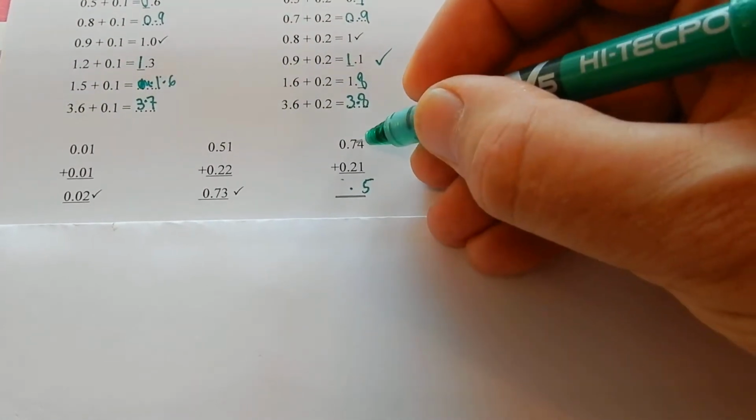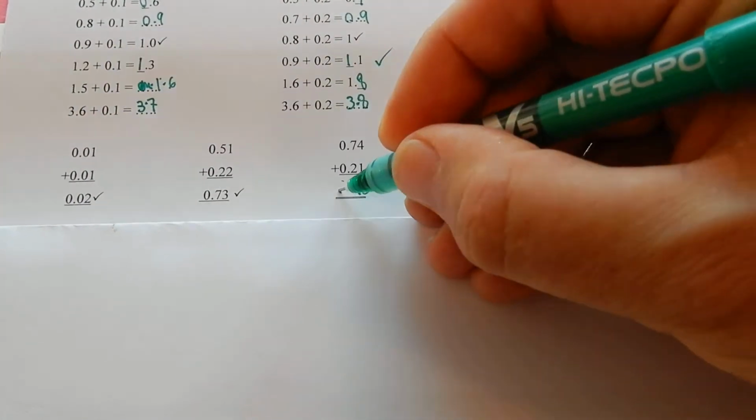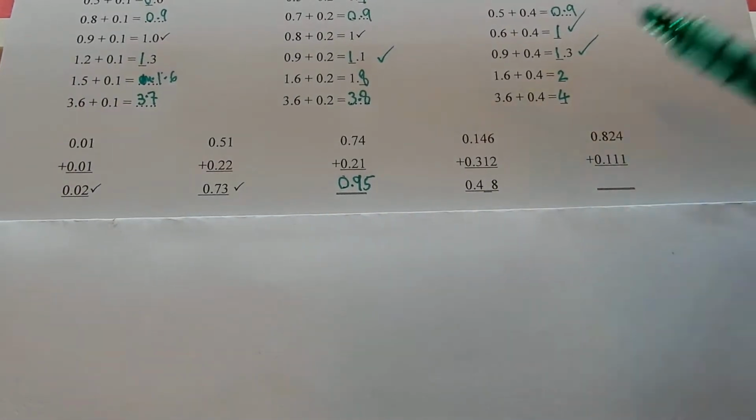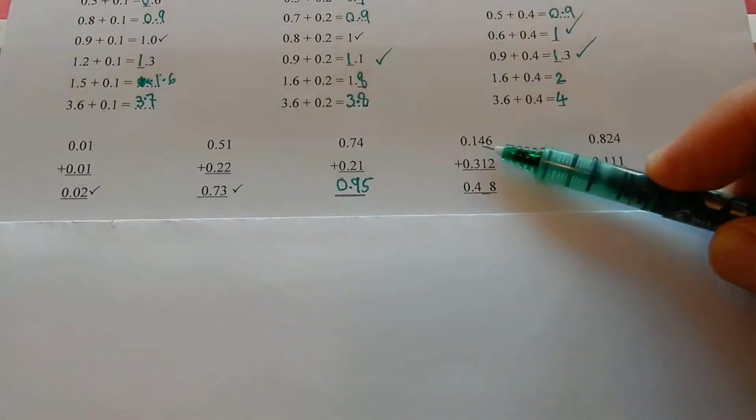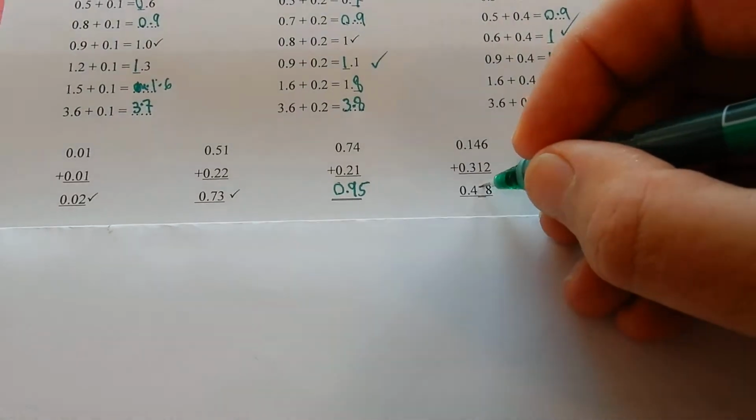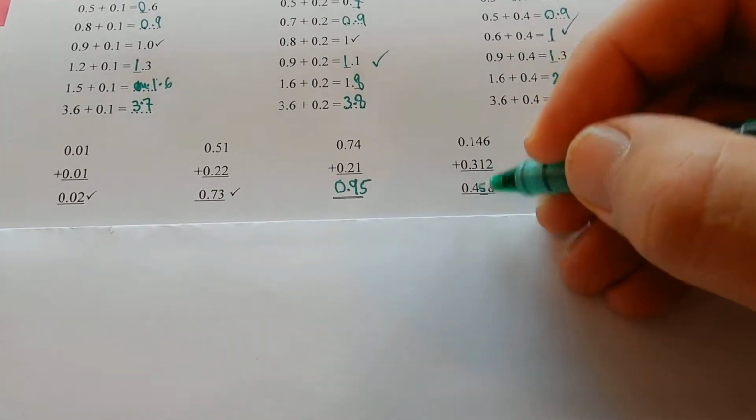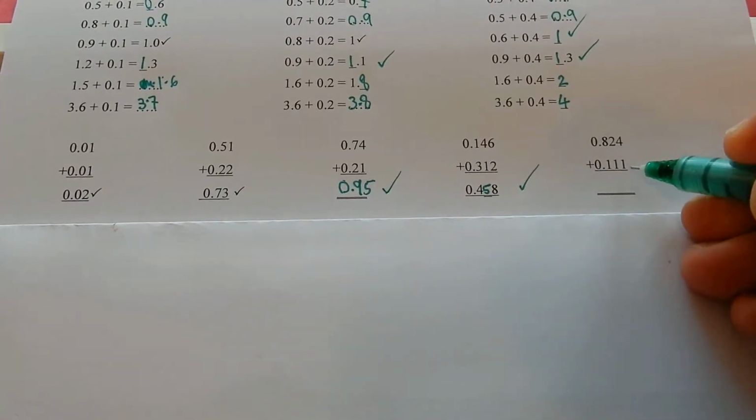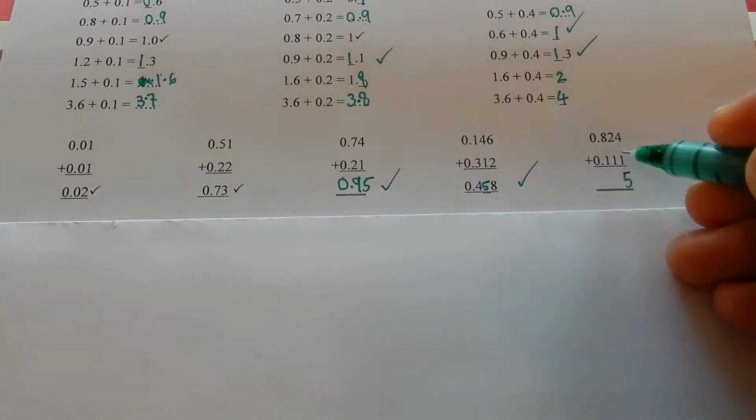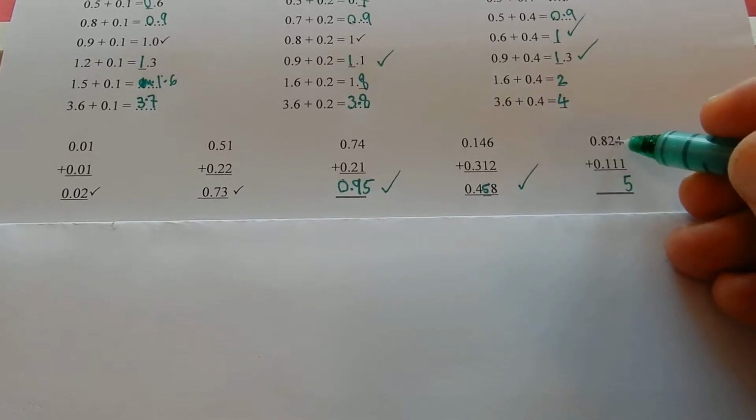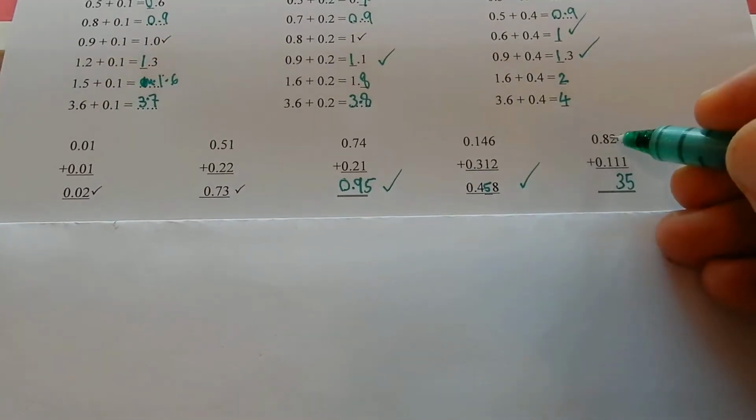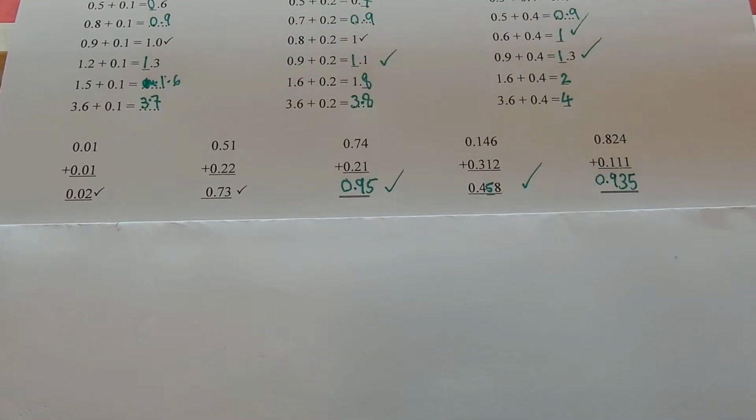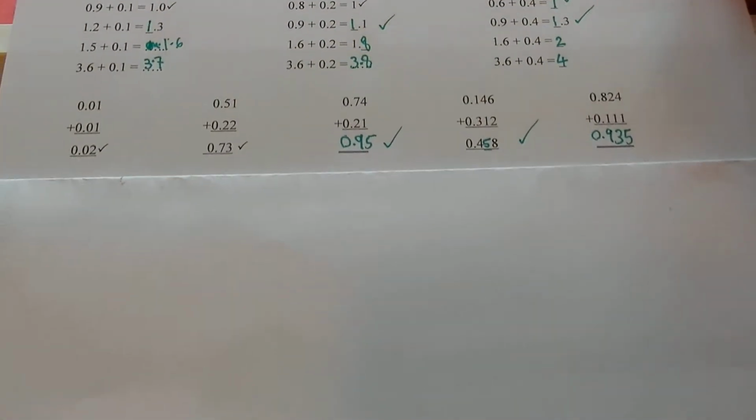4 plus 1 is 5. 7 plus 2 is 9. Oh, it isn't. I thought it might go over 1. Didn't. 6 plus 2 is 8. 4 plus 1 is 5. 1 plus 3 is 4. That one's good. That one's good. 4 plus 1 is 5. 2 plus 1 is 3. 8 plus 1 is 9. So it didn't go big enough to be 1 point something.